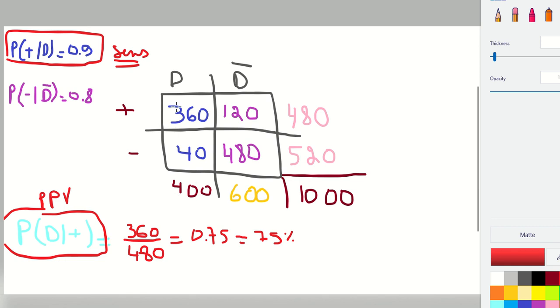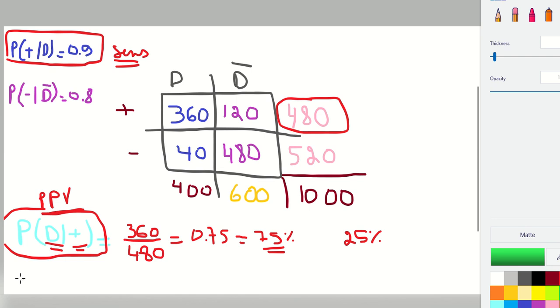Okay, so if you walk in and you actually have the disease, there's a 90% chance you're going to test positive. However, the positive predicted value is: you tested positive, what are the chances that you actually have the disease? Somebody who tested positive has a 75% chance that they actually have the disease, which means a 25% chance they do not have the disease.